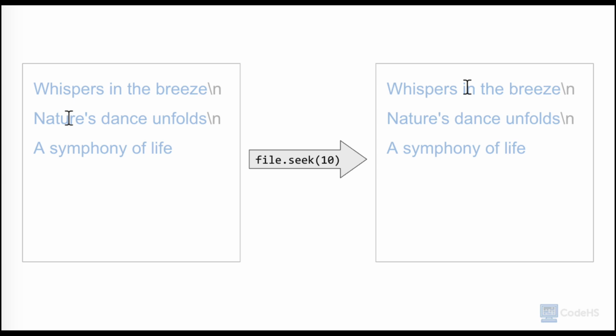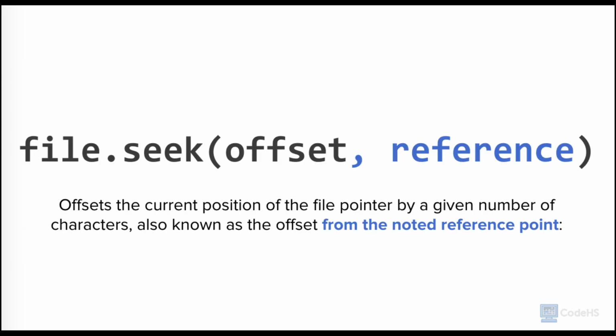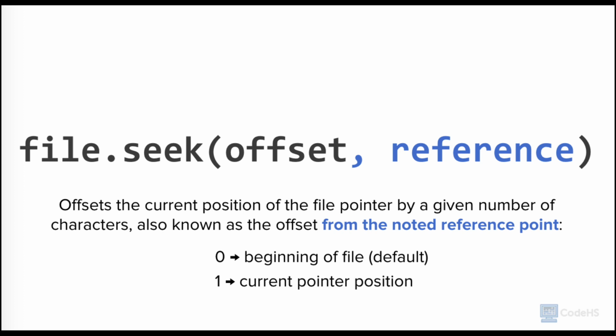Is there another way to use the seek method to have it move from a different location? Yes. We can add a second parameter to the seek method, which will be a number of 0, 1, or 2. This value will give the reference point for the location we want to move the pointer from. By default, if we don't include any value for the second parameter, it will use a value of 0, which will move the pointer the specified number of characters from the beginning of the file. A value of 1 will use the current position of the cursor as the reference point, and a value of 2 will use the end of the file as the reference point.